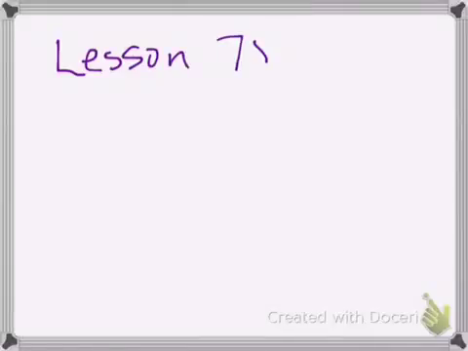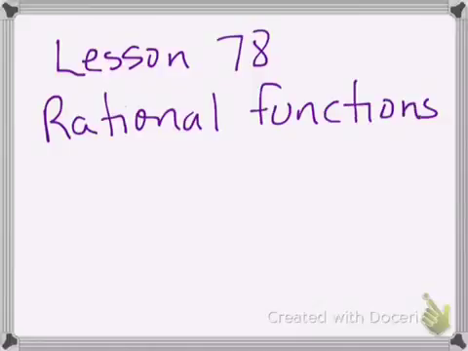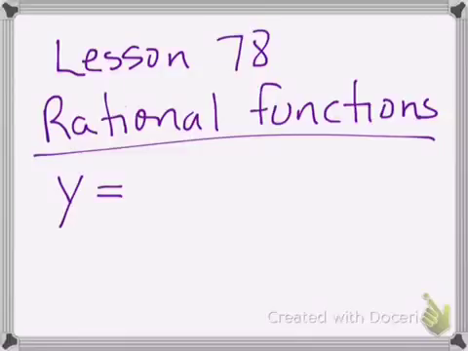What I want to do here is a quick review of lesson 78. It's not a review, it's kind of a preview. What we're dealing with in lesson 78 is rational functions. Rational functions are functions that are written like this: y equals 2 over x plus 3, minus 1.